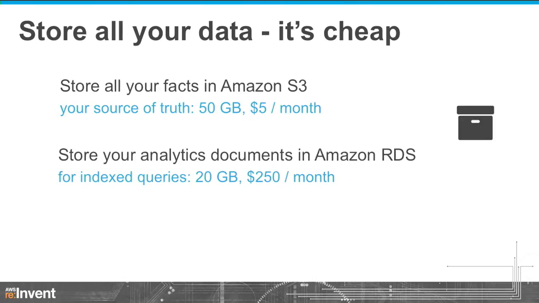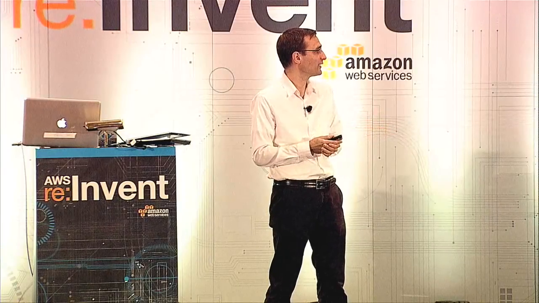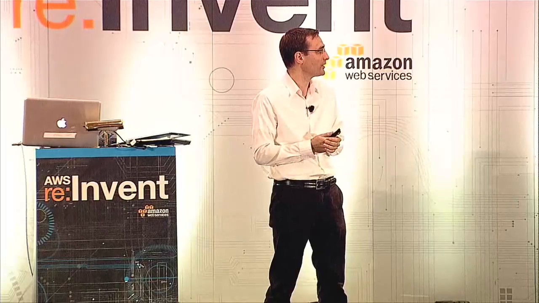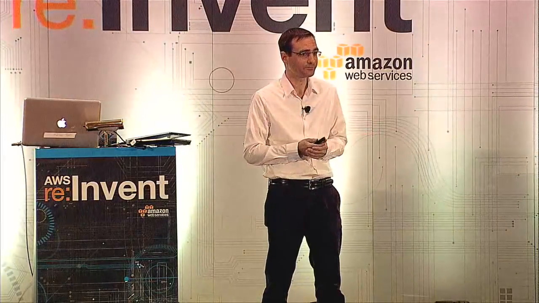Now, your analytics documents are a different story. They need to be quickly indexed, so they need to go into a real database. But the benefit there is they're typically aggregated, so we're talking about less data. So in this pipeline, the 50 gig of facts translates to 20 gig of analytics docs, which is a bit more expensive, $250 a month, but that's mostly instance cost.